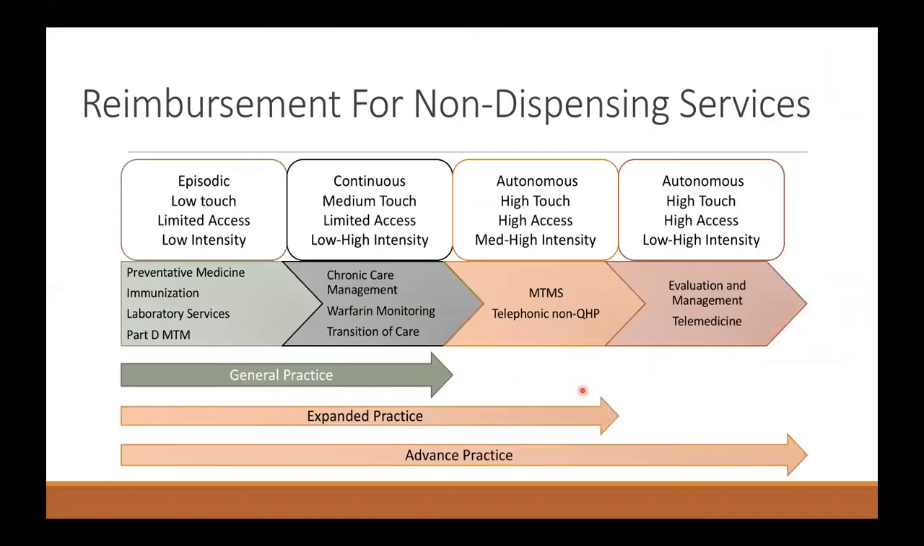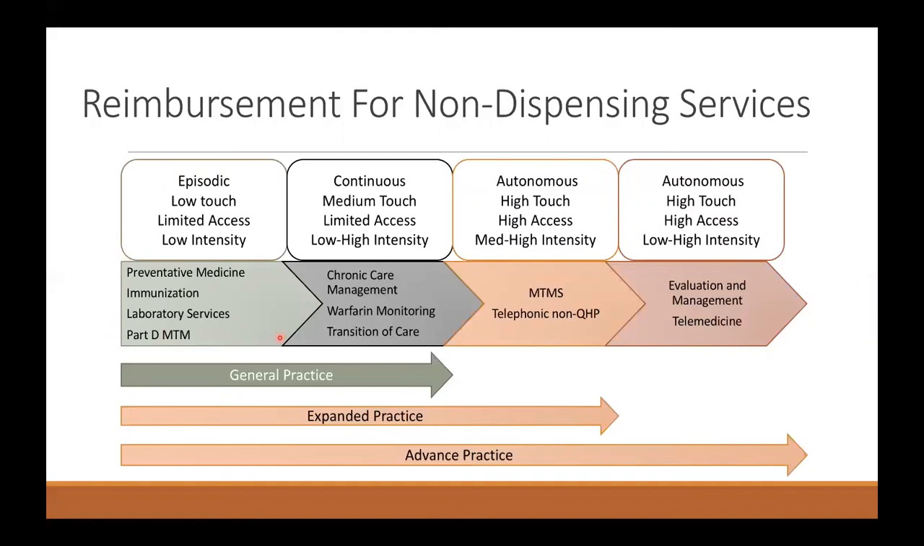So how Zach and I think about the development and intensity of reimbursement for clinical services follows this diagram here. When you have low touch, episodic, limited access, low intensity care, like your preventative medicine, your immunizations, your laboratory services, your Part D MTM, right? You don't get consistent access to patients doing these services. They're episodic and acute, low touch, right?